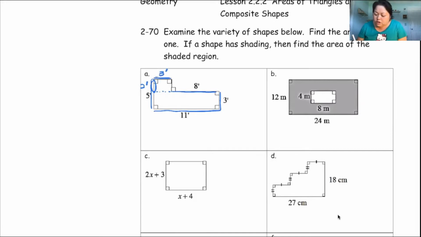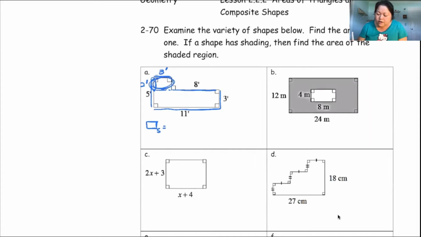Okay, so the small rectangle is 2 feet by 3 feet. So it's this region right here. That's 2 times 3. That gives me 6 square feet. The big rectangle, I'm going to switch color now real quick. The big rectangle is this one right here. So watch out for what you're using as your unit.